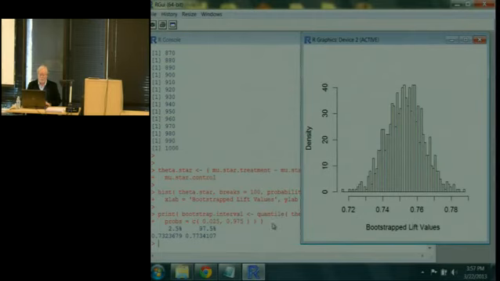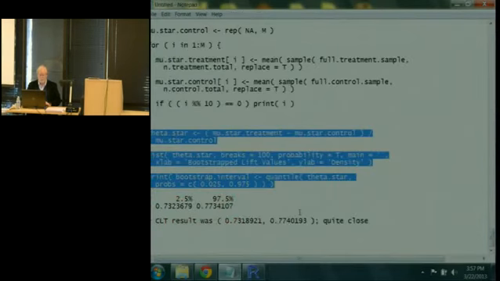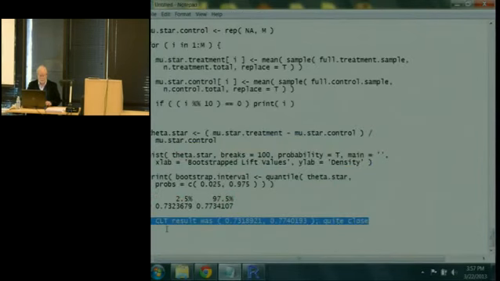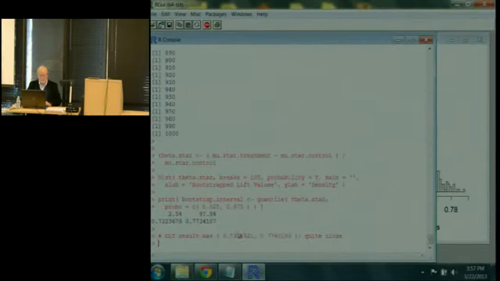That's what Efron calls the percentile method. And there are refinements to it, but the refinements don't change the answer here. And now I'll just remind you what the previous central limit theorem result was. So now we're getting from the bootstrap 0.732 up to 0.773, and the original central limit theorem result was 0.732 to 0.774.